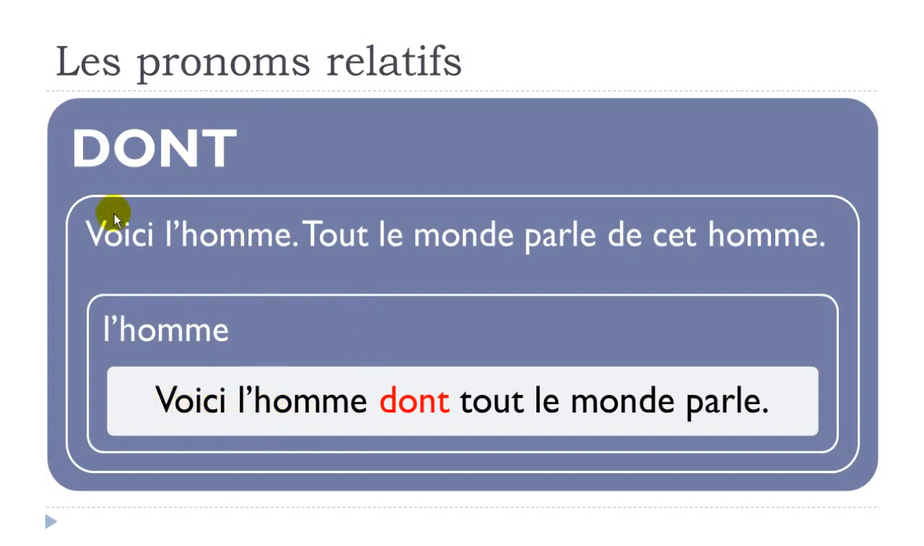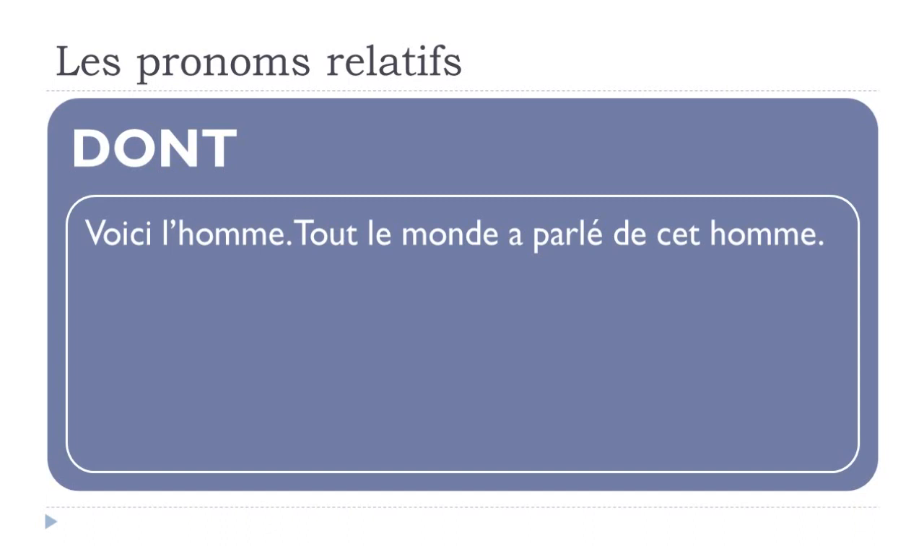And the sentence will go like that. Voici l'homme, so the first part doesn't change. Dont, so you put here your pronom relatif, then tout le monde parle. So you just put back what we've got, subject and verb. Okay, it's not really difficult.